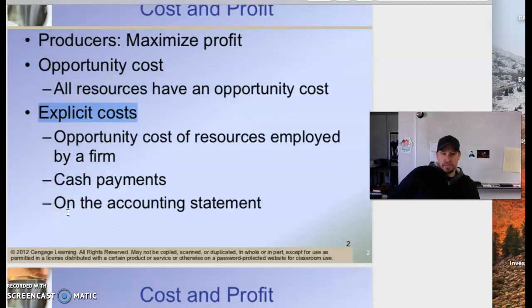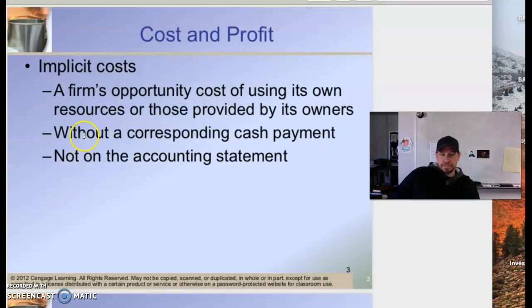The other side is what we call implicit costs, and these are a firm or a business owner's opportunity cost of using its own resources that are provided by the owners of the firm. So this is the opportunity cost that you have of resources that you own that you're not paying cash for. So there is no corresponding cash payment. This is not on an accounting statement. It doesn't show up in an accounting statement, but it's still a cost nonetheless.